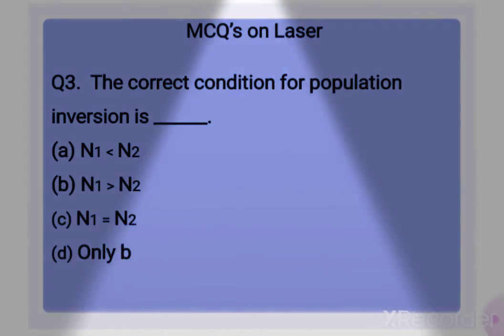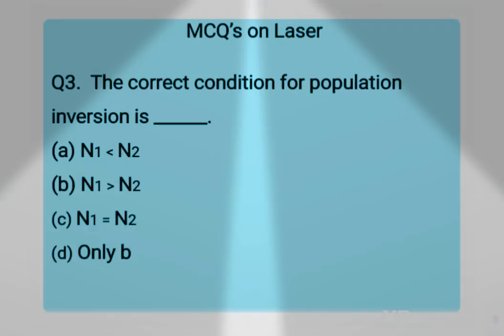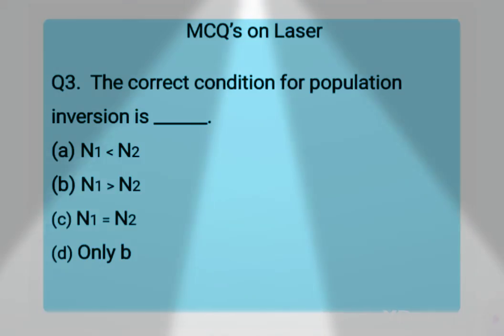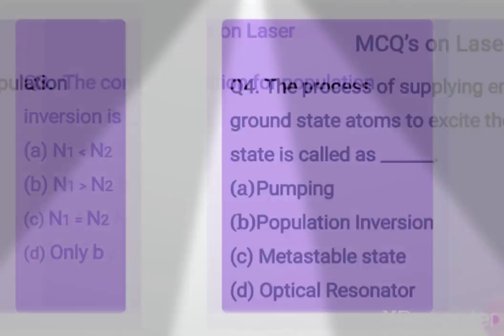N1 is less than N2, which means N2 is greater than N1, and this is the correct condition for population inversion. In the excited state there are more atoms as compared to the ground state when we provide energy to the ground state atoms.